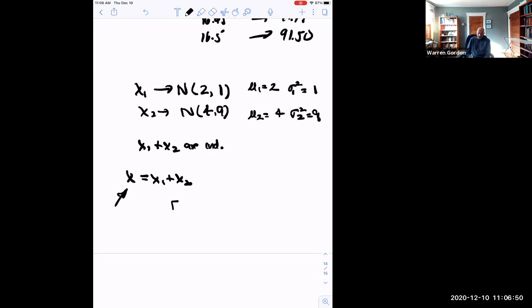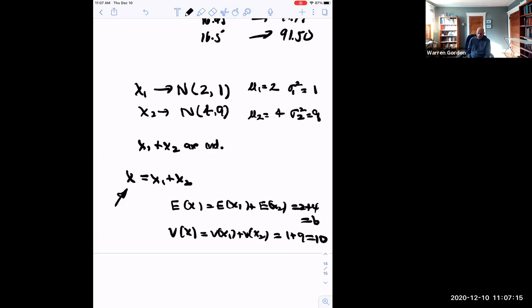They said, well, we know E of x is equal to E of x1 plus E of x2. So that's 2 plus 4, which is 6. And V of x, by independence, there is no covariance term here, is V of x1 plus V of x2, which is 1 plus 9, which is 10. And that's correct. But that doesn't tell me what kind of distribution.